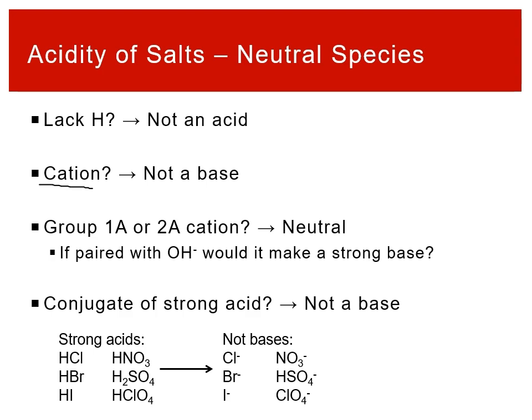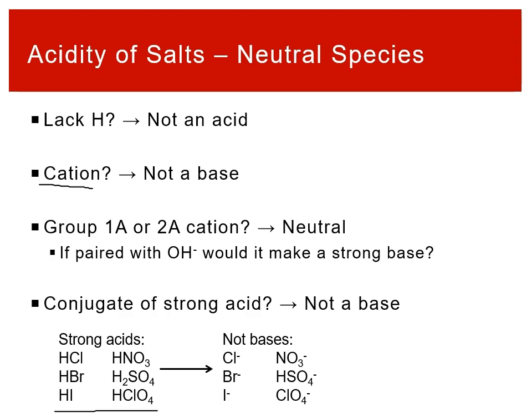The other thing that cannot be a base is anions that are conjugates of strong acids. A lot of times when we see anions, we should probably be thinking those are maybe bases. There are 6 anions, though, that are not bases: chloride, bromide, iodide, nitrate, hydrogen sulfate, and perchlorate. These 6 anions, their conjugate acids are the strong acids. And if you remember, the conjugate base of a strong acid is just not a base.